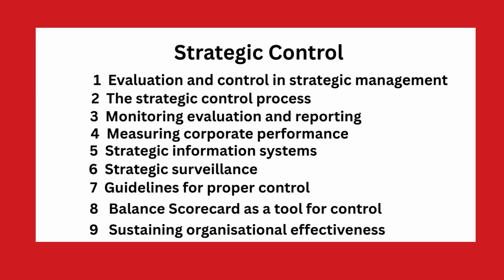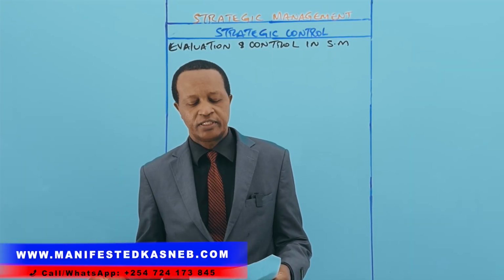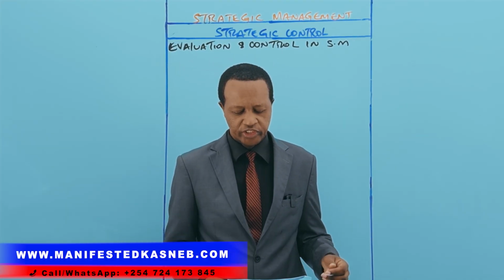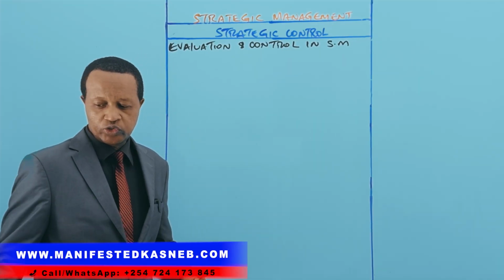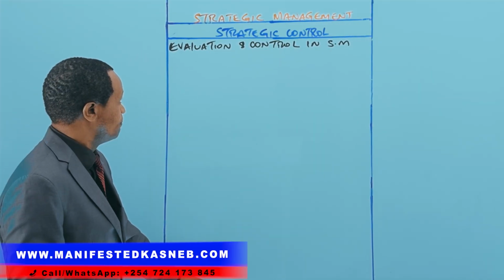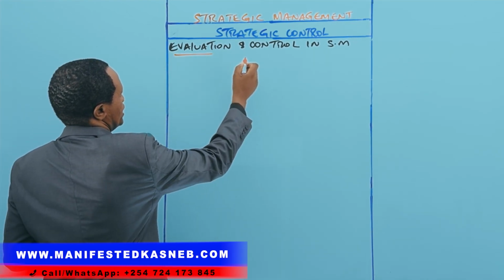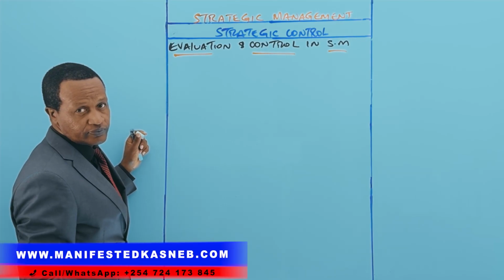These are 9 subtopics. Today we are going to focus only on the first subtopic, which is evaluation and control in strategic management.